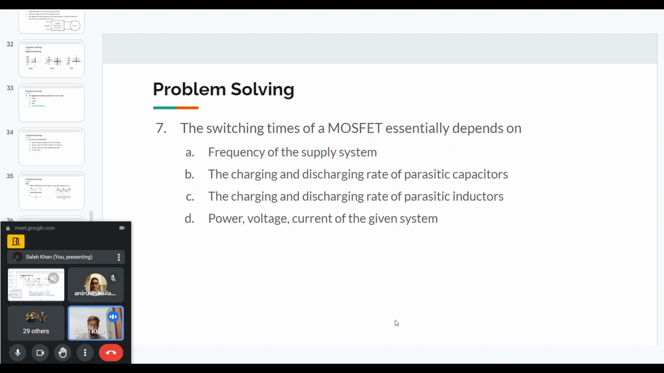So the next question is, the switching times of a MOSFET essentially depends on which factors? The frequency of the supply system, the charging discharging rate of parasitic capacitors, the charging discharging of parasitic inductors, or the voltage current rating of the system. You can give what you think is the answer.